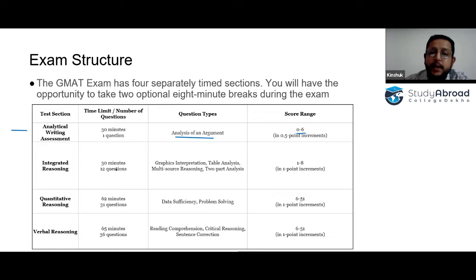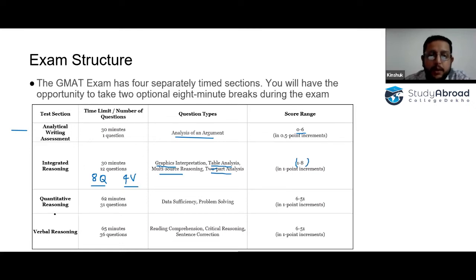Then in integrated reasoning there are 30 questions and 12 minutes. It is helpful to know that 8 of the questions are from the quants part, whereas 4 questions are from the verbal part. So 8 maths questions and 4 English-based questions. So you can have a strategy using this as well, because of course quants has more questions. If you focus more here, you can get an easy score. The types of questions: you might be looking at a graph, a table, multi-source reasoning, or two-part analysis, right? And here the score range is 1 to 8, increasing in 1 point increments only.